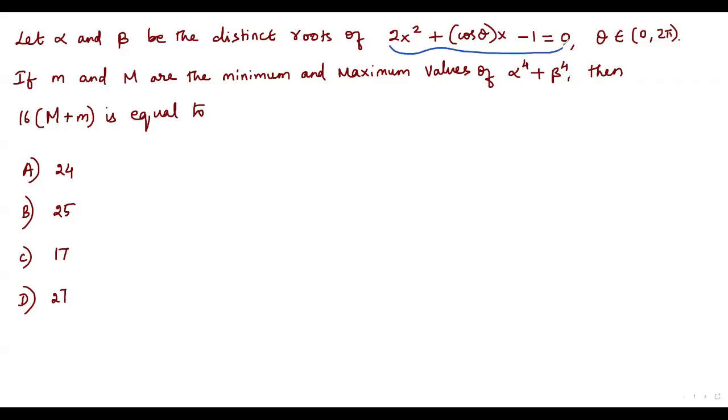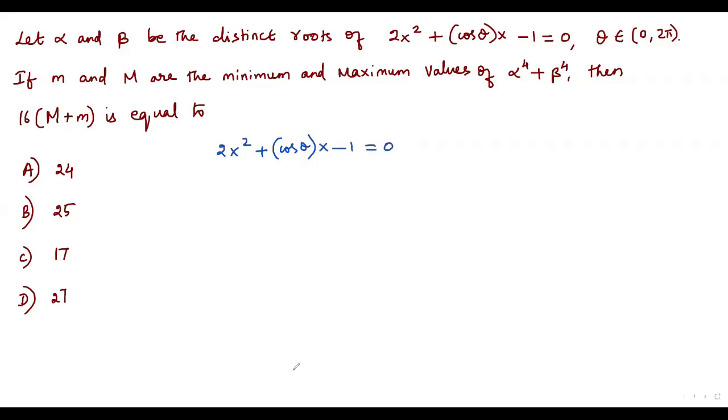For this quadratic equation, we have two roots, alpha and beta. Both of them are different, because the information clearly says alpha and beta are the distinct roots of the given quadratic equation. Now let me write the given quadratic equation as it is: 2x² + cosθ·x − 1 = 0.